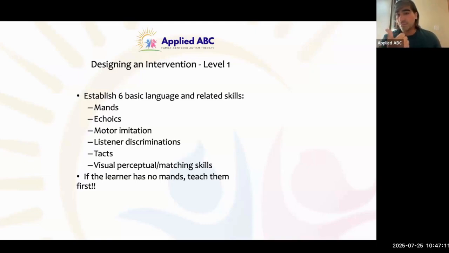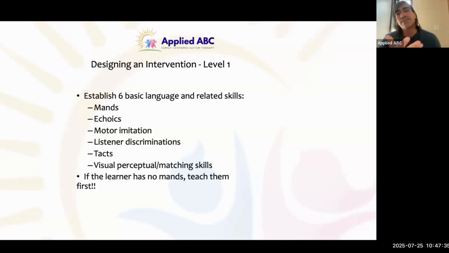Mands, as we said, that's requesting. Echoics, repeating verbal sounds. Motor imitation, just what it sounds like: I do this, you do that. Listener discriminations, that's where you aren't speaking in response, but you're demonstrating understanding by indicating things or following directions. Tact, like we said, that's labeling, saying the names of things.